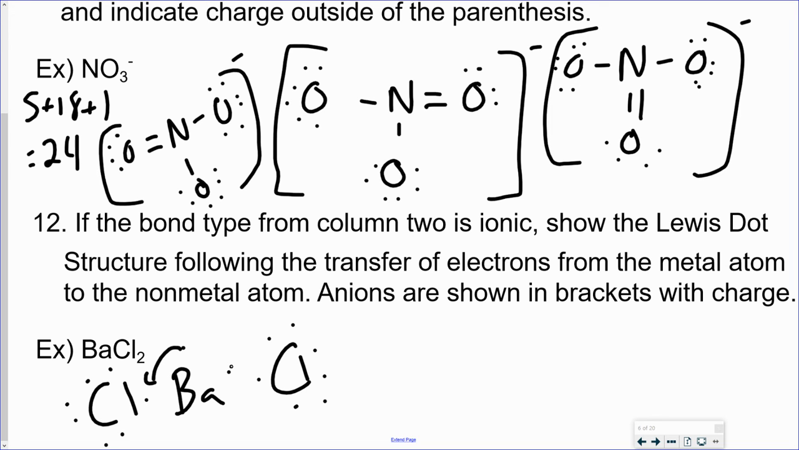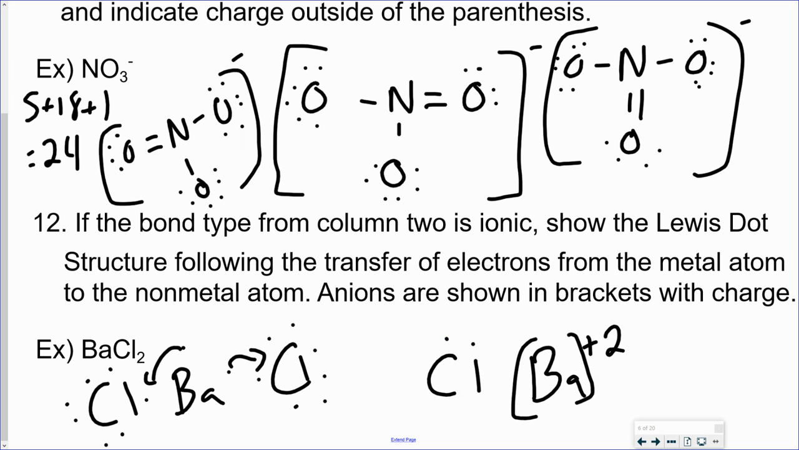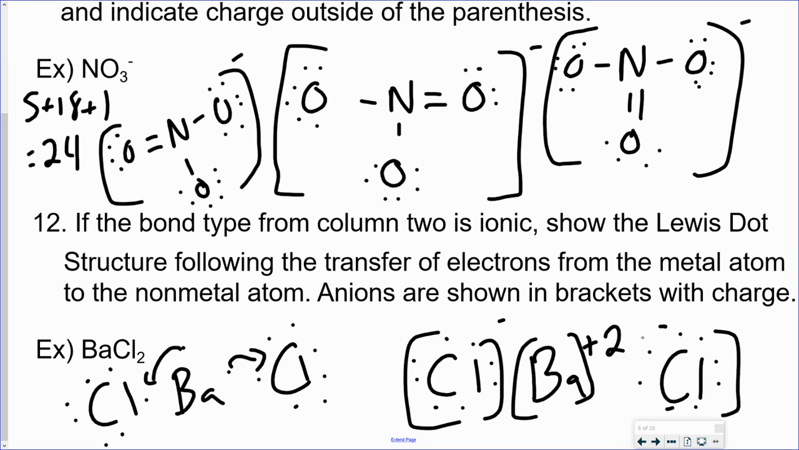So we're going to show that. So that step, now we don't need to show. All we need to show is the metal with its charge and the nonmetals with all the electrons and their charges. So you're going to see that the charges on barium and chlorine here could be found on the periodic table.